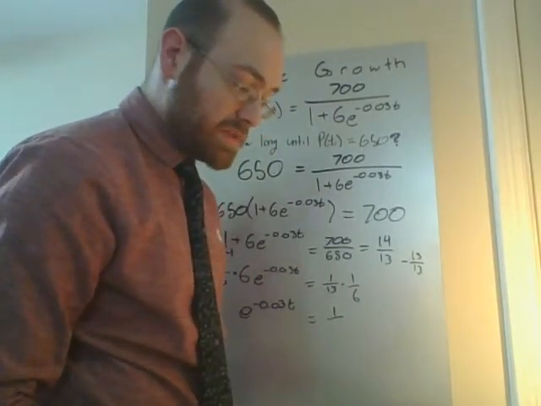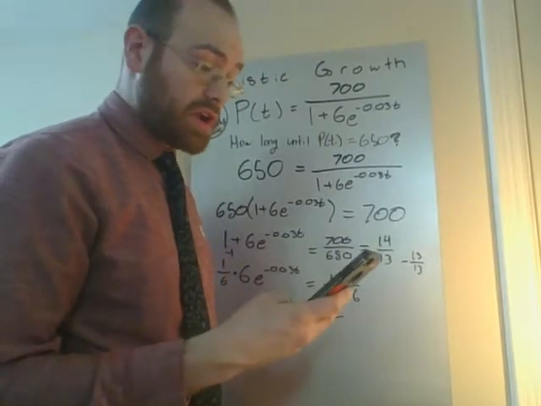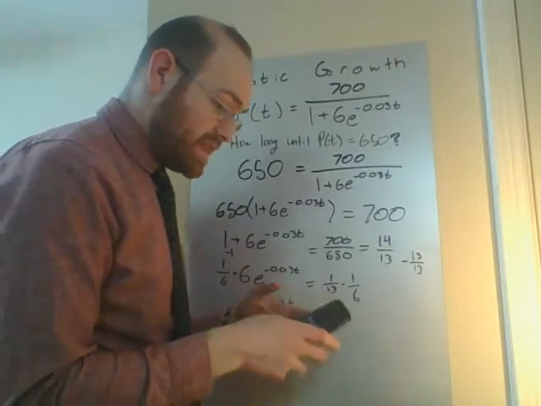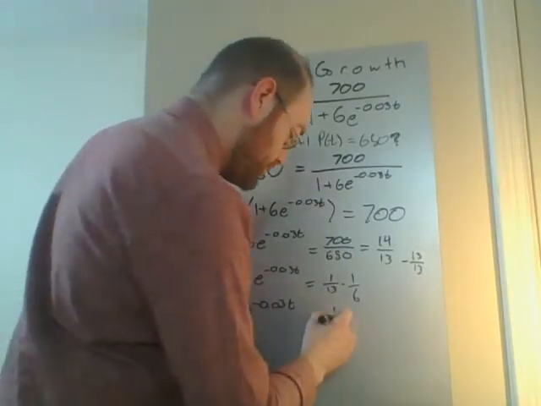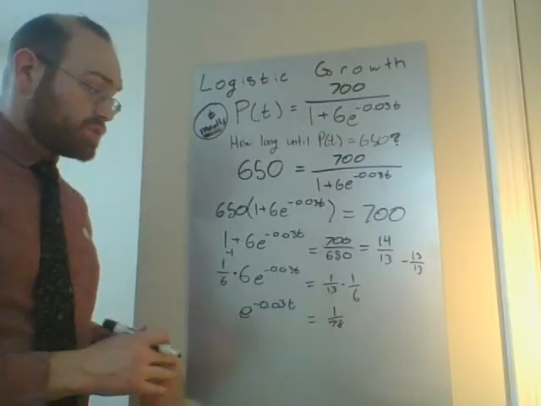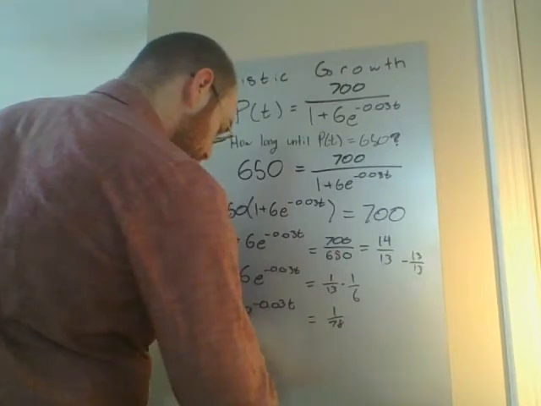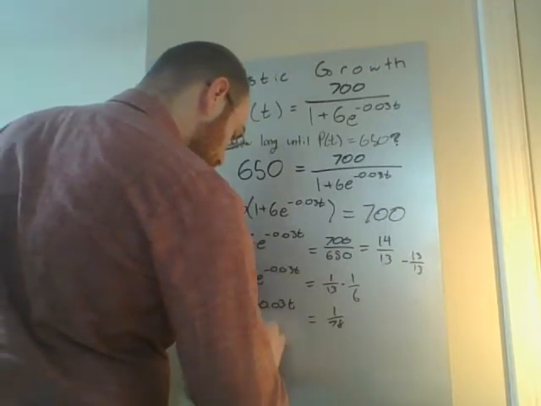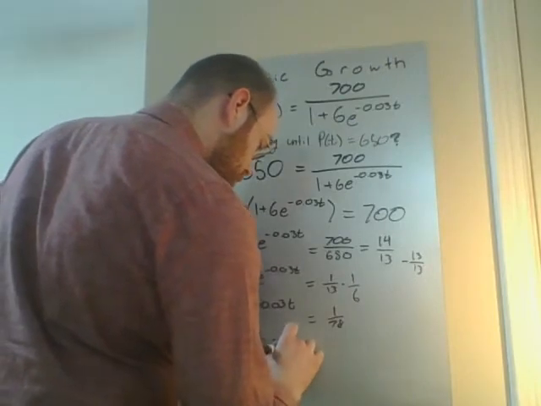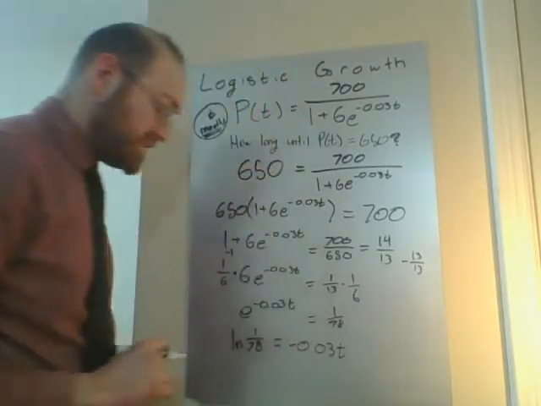I made a careless mistake in my solutions. So when all else fails, grab your calculator. So 13 times 6 is 78. And now that I've gotten down to here, we can write this in log form. So we have the natural log of 1 over 78 is equal to negative 0.03 times t.